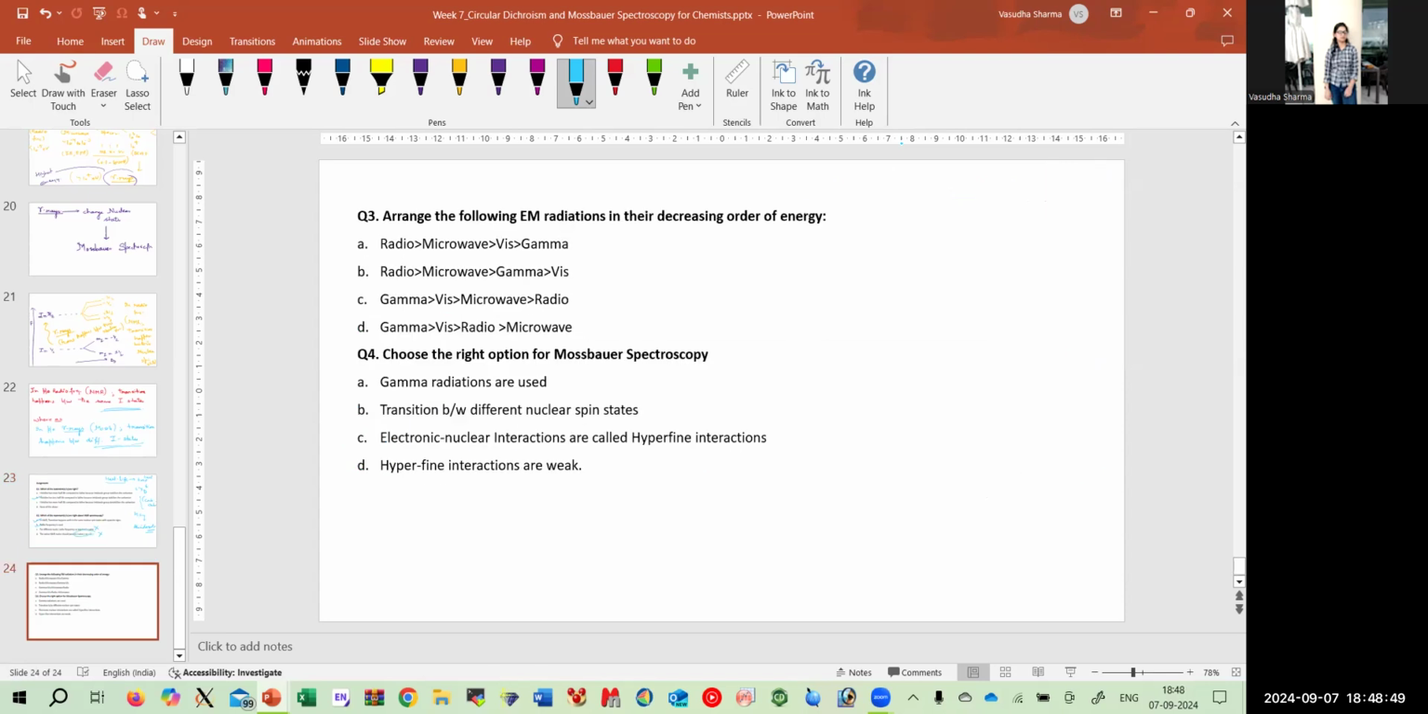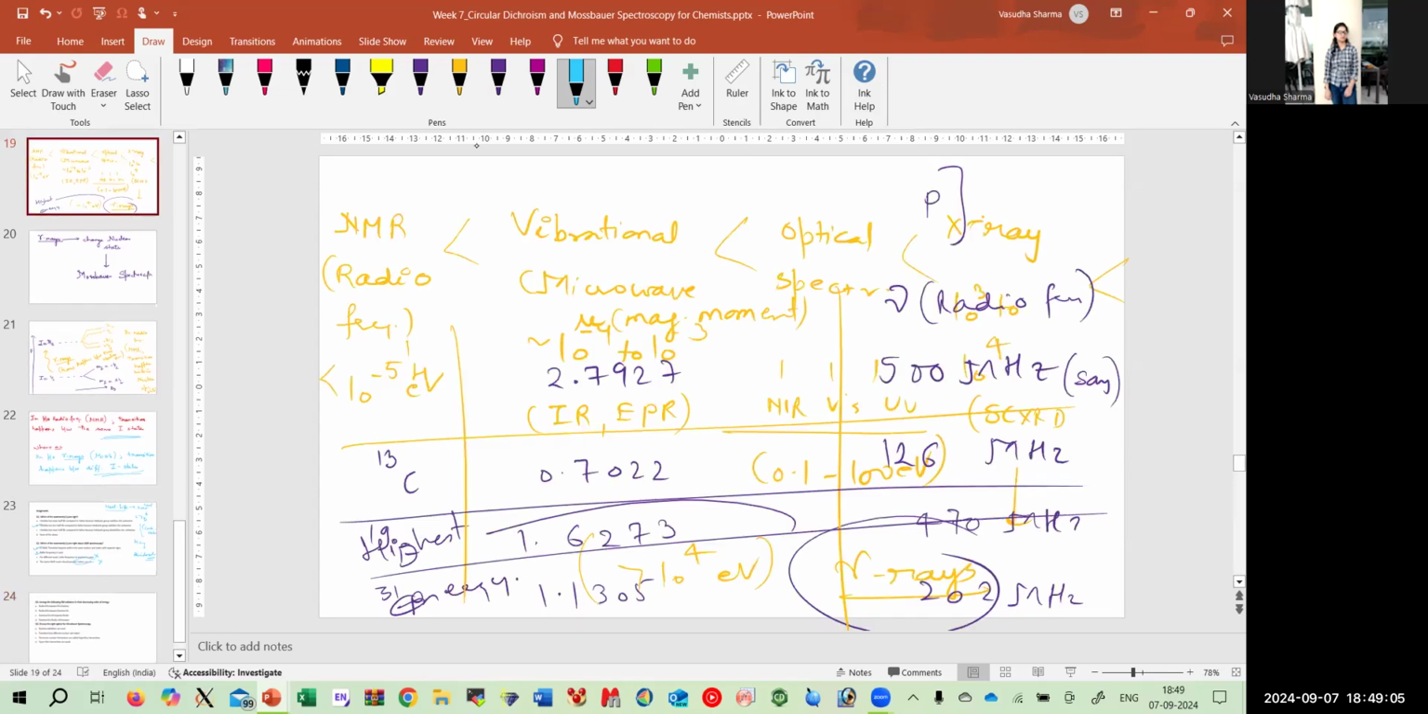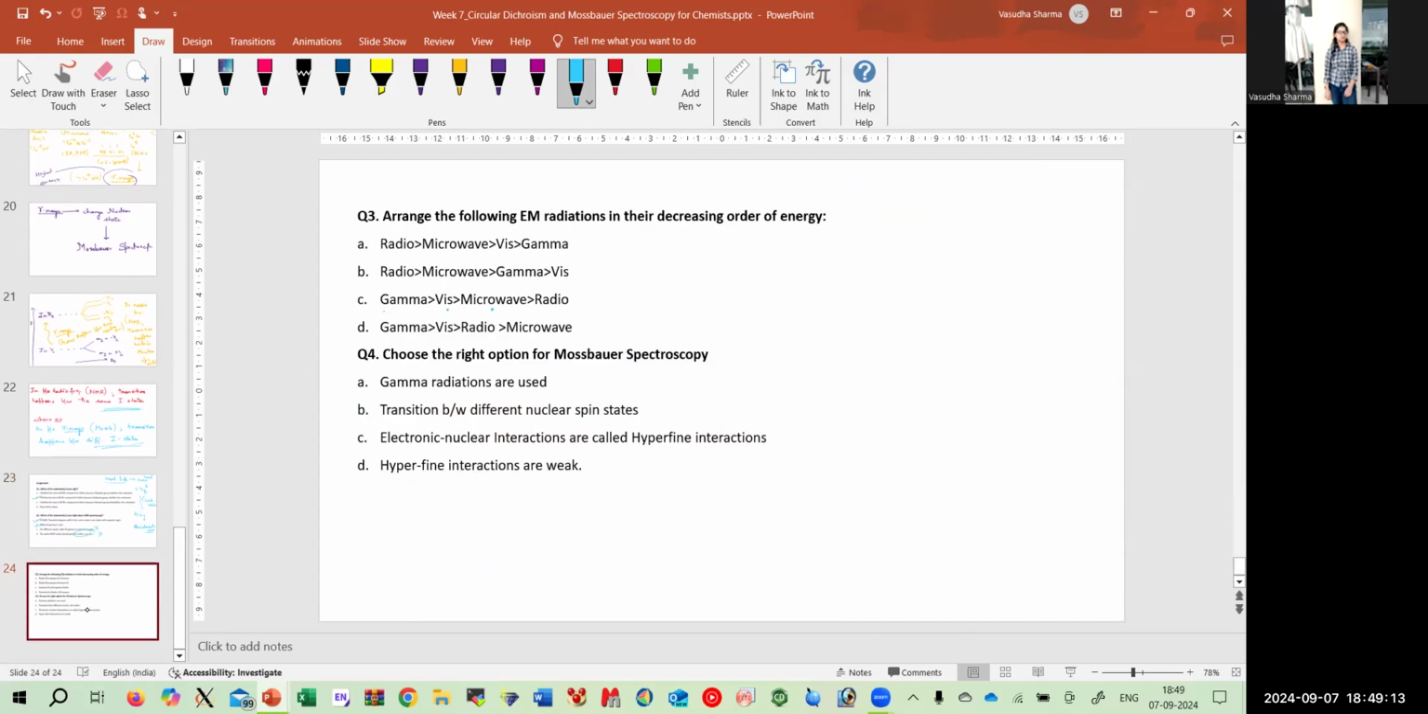Arrange the following EM radiations, that is electromagnetic radiations, in decreasing order of energy. So we know that gamma has more energy, then visible, then microwave, then radio. We just saw that. Here it is, this one. So gamma, visible, microwave, and radio, it's right.